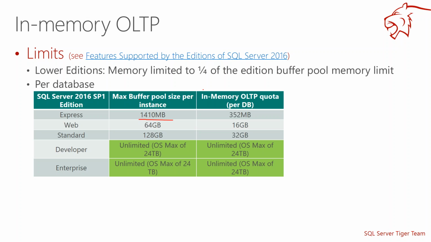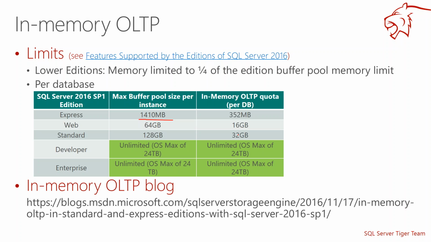So the in-memory OLTP quota limits are 1/4 the buffer pool size. But again, this memory doesn't come from the buffer pool. It is outside the buffer pool, but it is 1/4 of the edition limit. So if it's 64 GB, which is if you're using web edition, then you'll get 16 GB. If you're on standard edition, 128 GB, then you'll get 32 GB per database. That's also another important point.